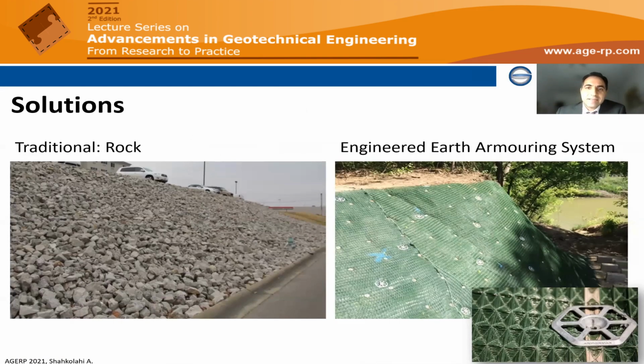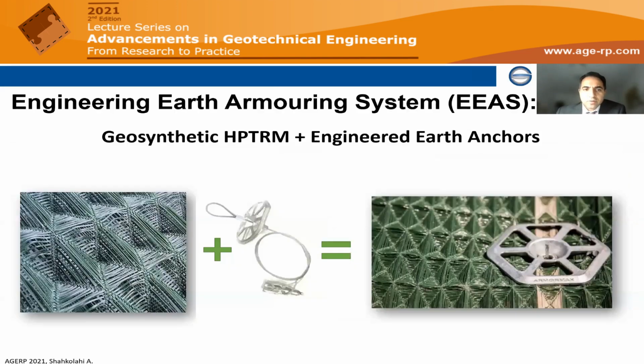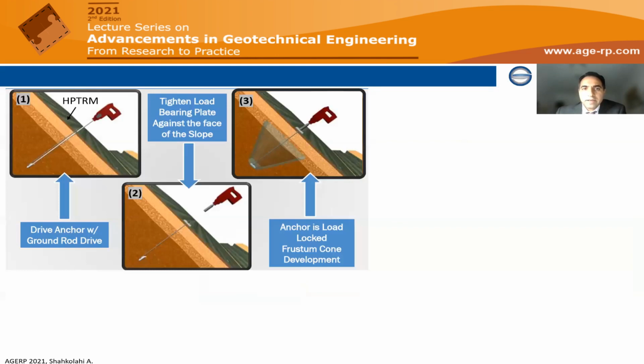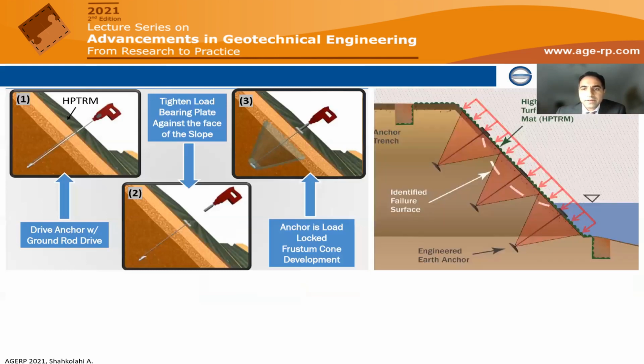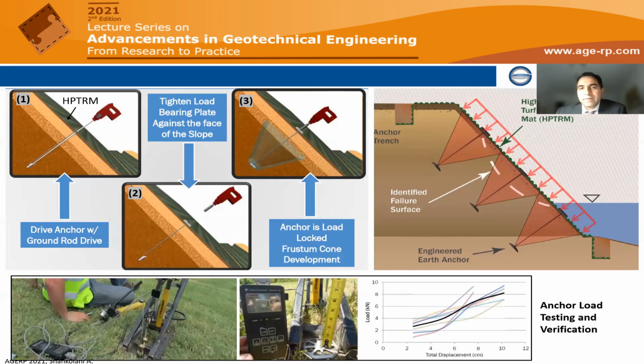Another solution is exactly the same as what we discussed, just by adding anchorage. So we call it the engineered earth armoring system. The engineered earth armoring system is HPTRM plus earth anchors. These are flexible anchors. So it becomes like this. They put the HPTRM and then insert the anchors into the soil and then pull the anchors. And these anchors become like a system that keeps the soil together. This pyramid effect, let's say, keeps the soil together and at the same time controls the erosion on the surface. We also do pull-out tests on site to check the anchors that are installed, and it's very easy to install this.